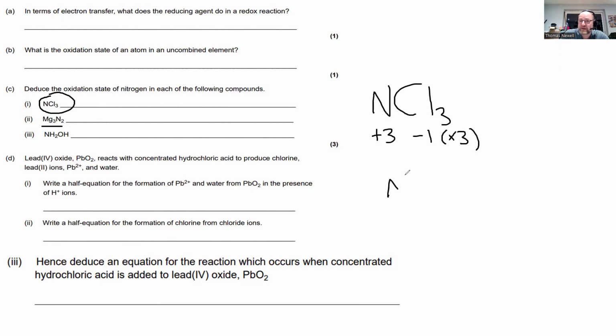Magnesium nitride here. Magnesium we know is +2, isn't it? So magnesium is 2+. We have 3 of them. So 3 times 2+ equals 6+. So when we look at our nitrogen, we've got 2 of those. They must be -3 each to cancel out that. So our nitrogen here is -3. This was +3.